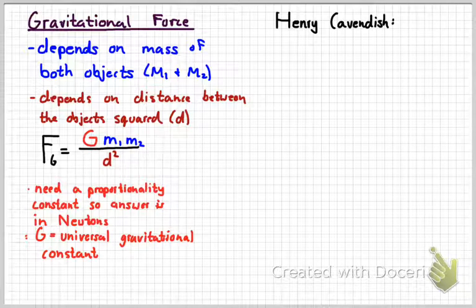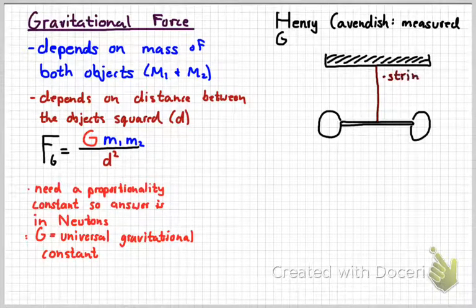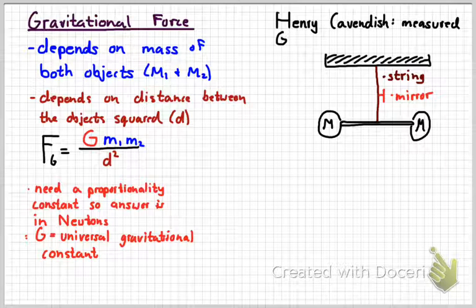So the guy that measured this for us is a cat named Henry Cavendish. He came after Isaac Newton. Newton never actually knew what the value of big G was. But Mr. Cavendish measured big G, and he used an apparatus that looks something like this. From the ceiling, he tied a string to a large, heavy barbell. So you have two masses on either end of the barbell. And then on the string, he put a mirror. And the reason that there's a mirror on the string is so that you can use light reflection to measure how much the string twists.